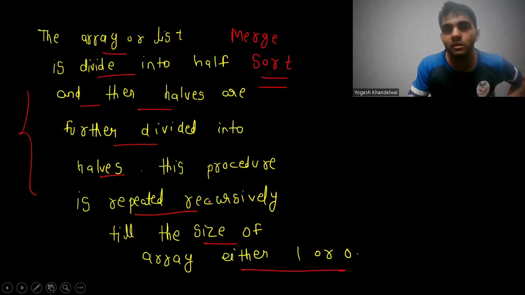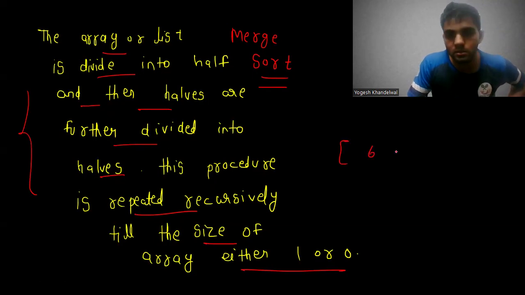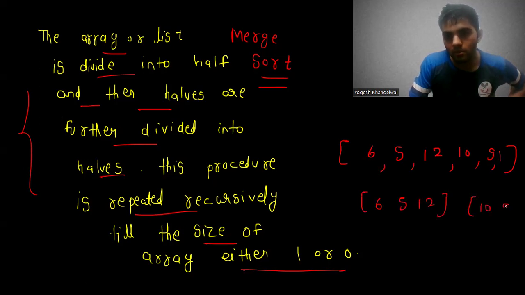So initially let's say we have six elements like 6 5 12 10 9 1. So these are six elements. So first it will divide it into halves like this, left and right part. Then it will further divide into halves like this. Then it will further divide into halves.